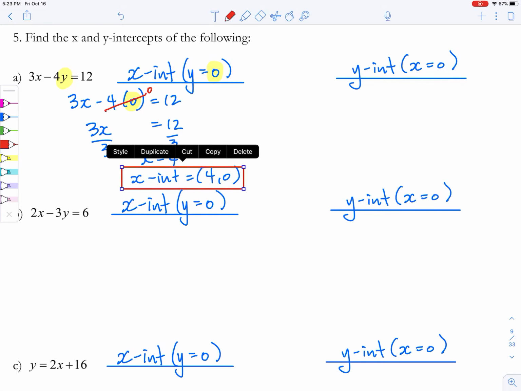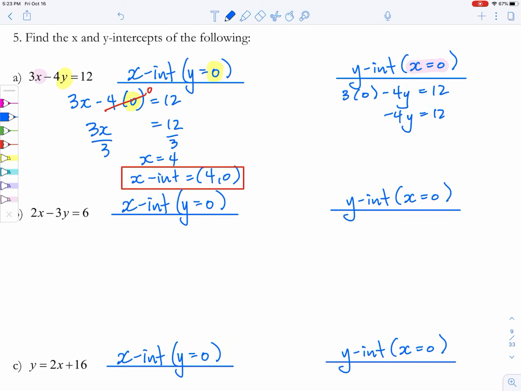We make sure that we write it as a point, and a point needs an x and a y. For the y-intercept, we're going to set x equal to 0. So that would be 3 times 0 minus 4y equals 12, or minus 4y equals 12. Divide both sides by minus 4, and we get that y equals minus 3. So our y-intercept is x was 0 and y is minus 3, and we've solved for our y-intercept. We're just going to do this 3 more times.